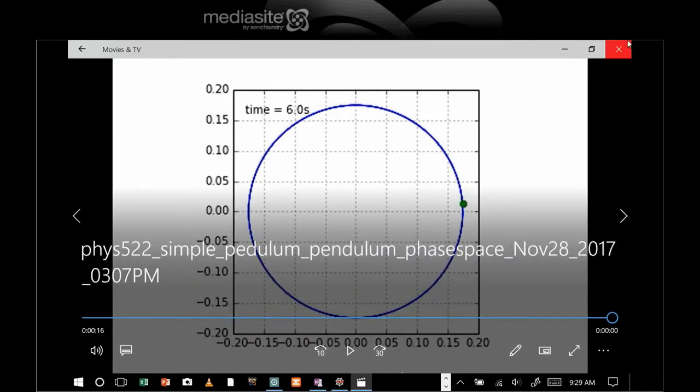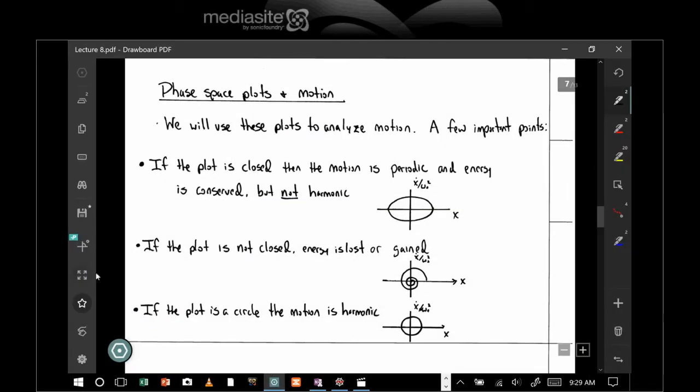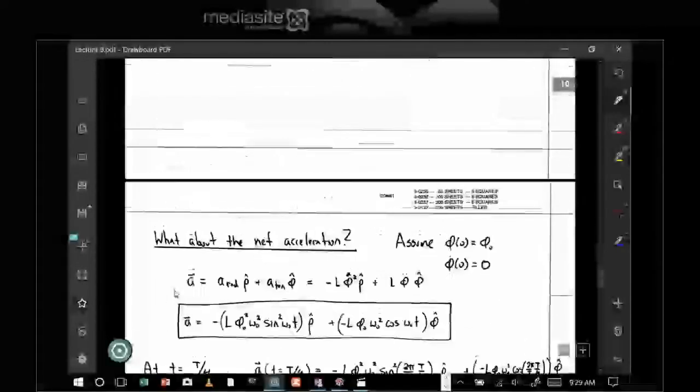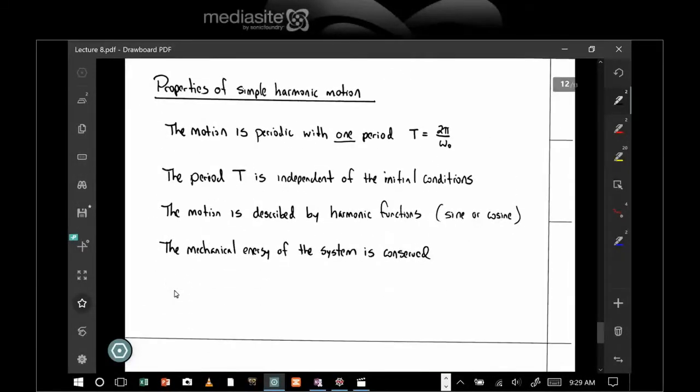Okay, so let's review before we stop. Let's review the really important points of simple harmonic motion. When do we get simple harmonic motion? We get simple harmonic motion when I have a linear restoring force. And the main result of that is, first of all, I get motion that's periodic, where the period is defined in respect to the natural frequency. I get one period, I don't have multiple periods. Second, the period is independent of initial conditions. The period of the simple harmonic motion doesn't depend on initial speed and position. The motion is described by harmonic functions, sines or cosines, and mechanical energy is conserved.